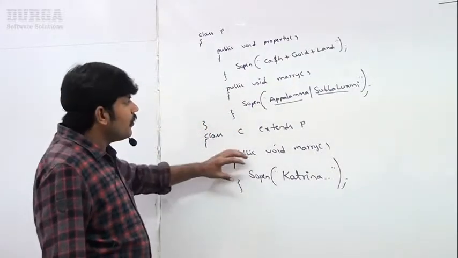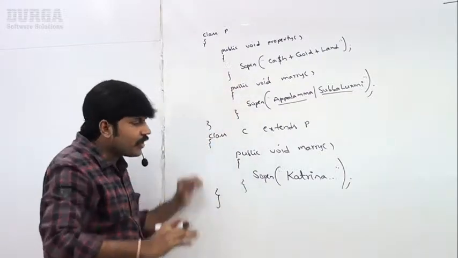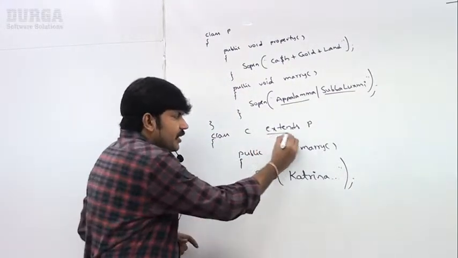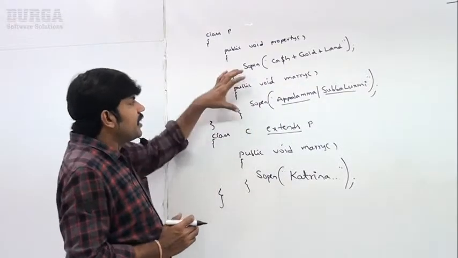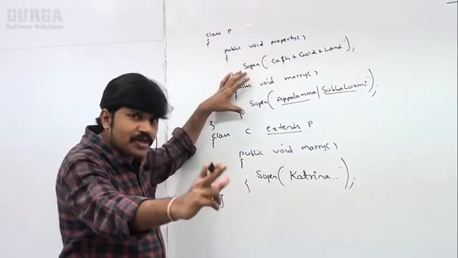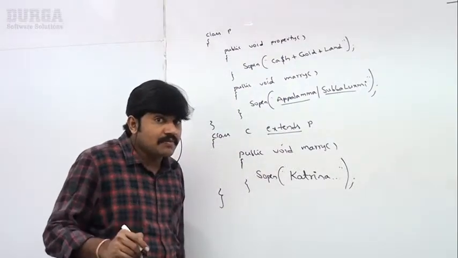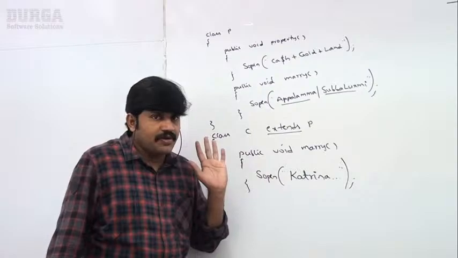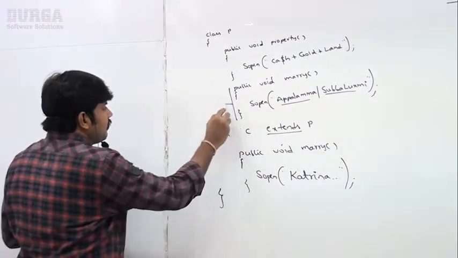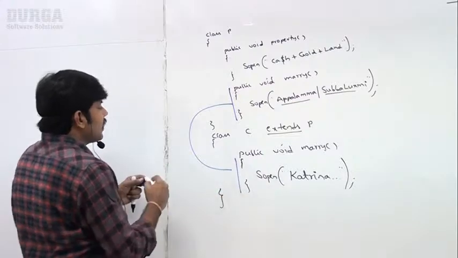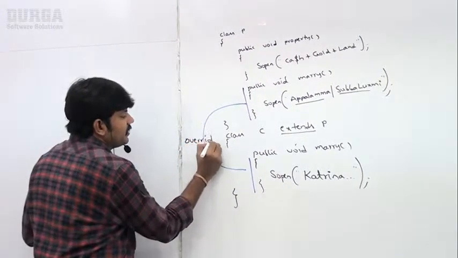Whatever methods the parent has by default available to the child through inheritance, if the child class is not satisfied with the parent method implementation, that particular method the child class is allowed to redefine. This concept is nothing but overriding. Everyone can understand, right? This concept itself is nothing but the overriding concept.